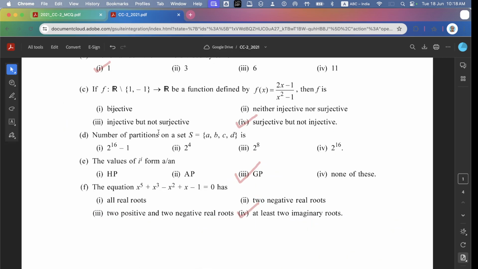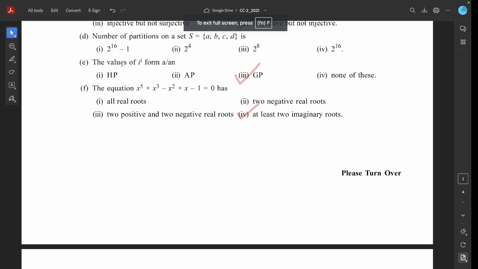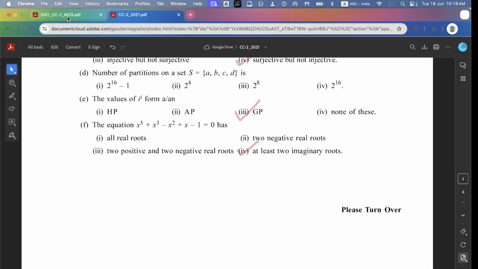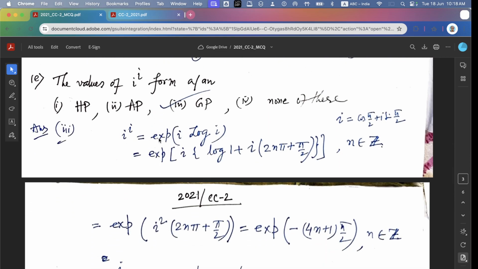Next question. e. The values of i to the power i from this GP series. i to the power i equals exponential of i log i, general value of log. This exponential i is the principal value, log 1 plus i into twice n pi plus pi by 2, n belongs to the set of all integers Z.